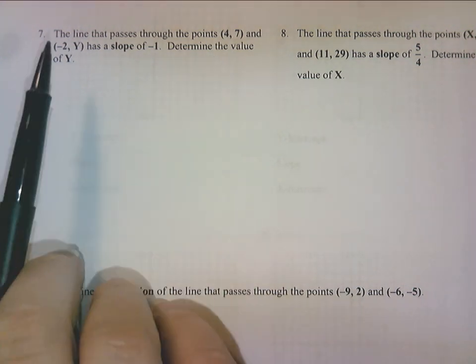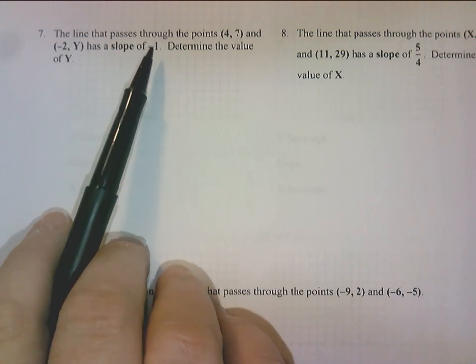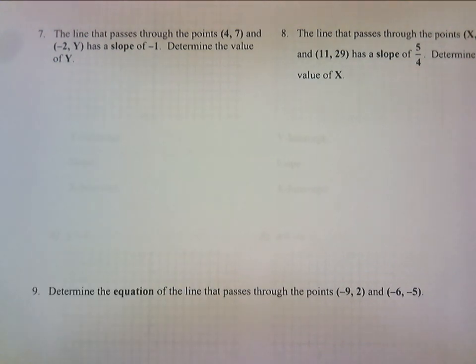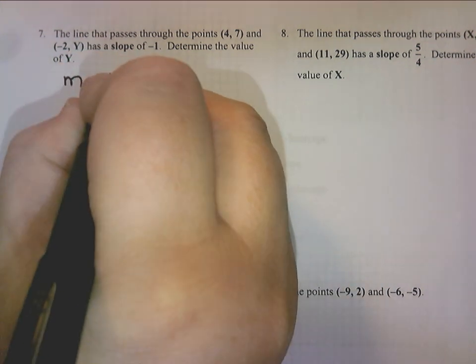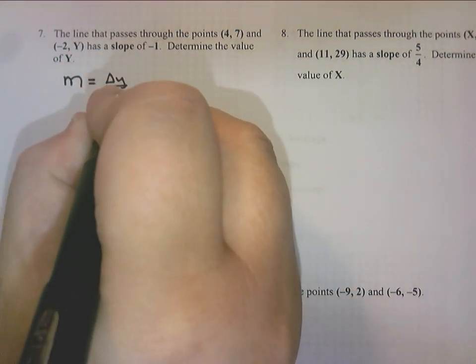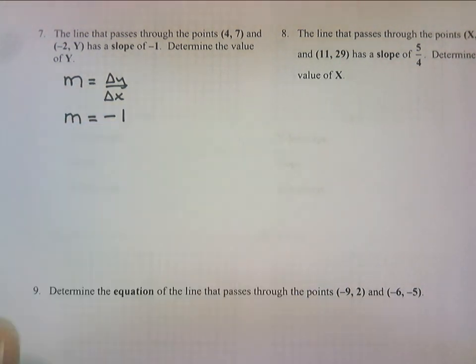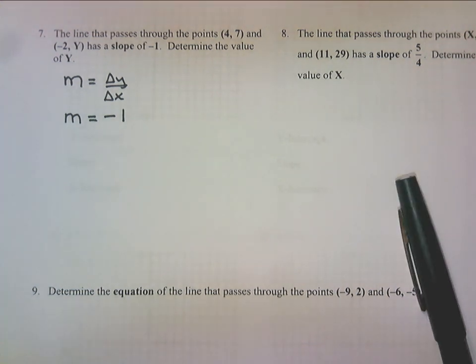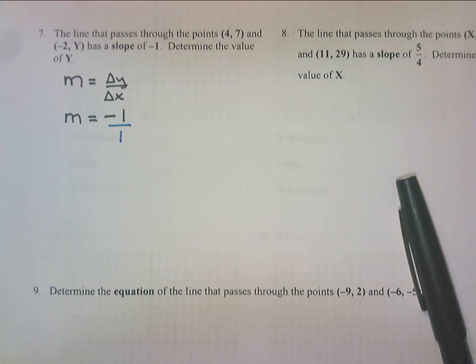So looking at this question, it's a problem-solving question. They've given me 2 points, but one of the points is missing its y-coordinate. They've also told me what the slope is, and they would like me to figure out the letter that's missing. So I'm going to focus on the fact that they've told me the slope. Slope is delta y over delta x. That's how we calculate it. And they have told me that the slope is negative 1. Now, negative 1 is really negative 1 over 1, which hopefully will help us.